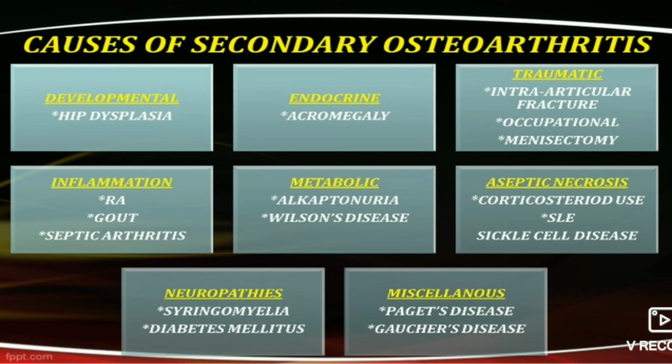Inflammatory causes are rheumatoid arthritis, gout, septic arthritis. Metabolic causes are alkaptonuria, Wilson's disease, aseptic necrosis, corticosteroid use, and sickle cell anemia. In neuropathies, syringomyelia and diabetes mellitus. Miscellaneous causes are Paget's disease and Gaucher's disease.